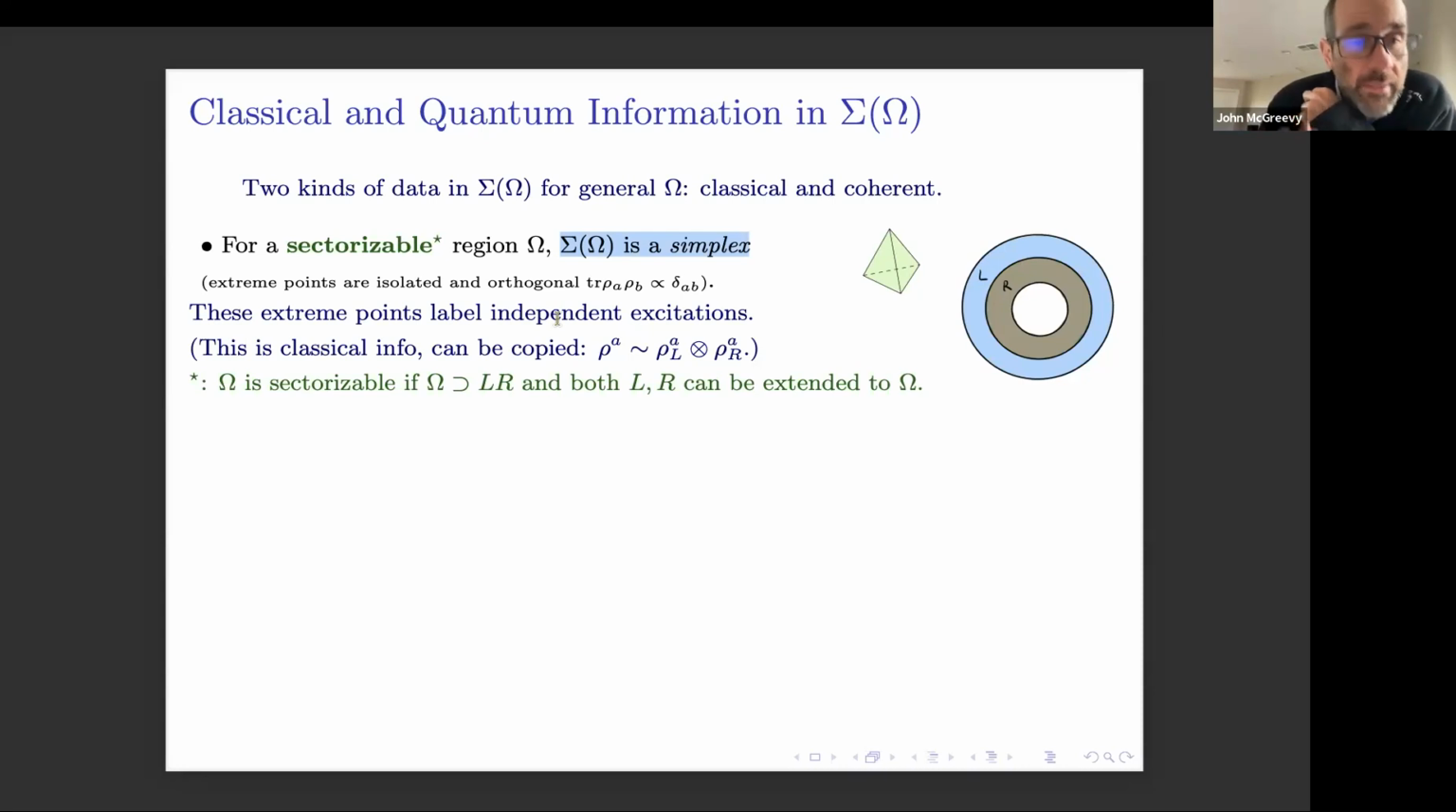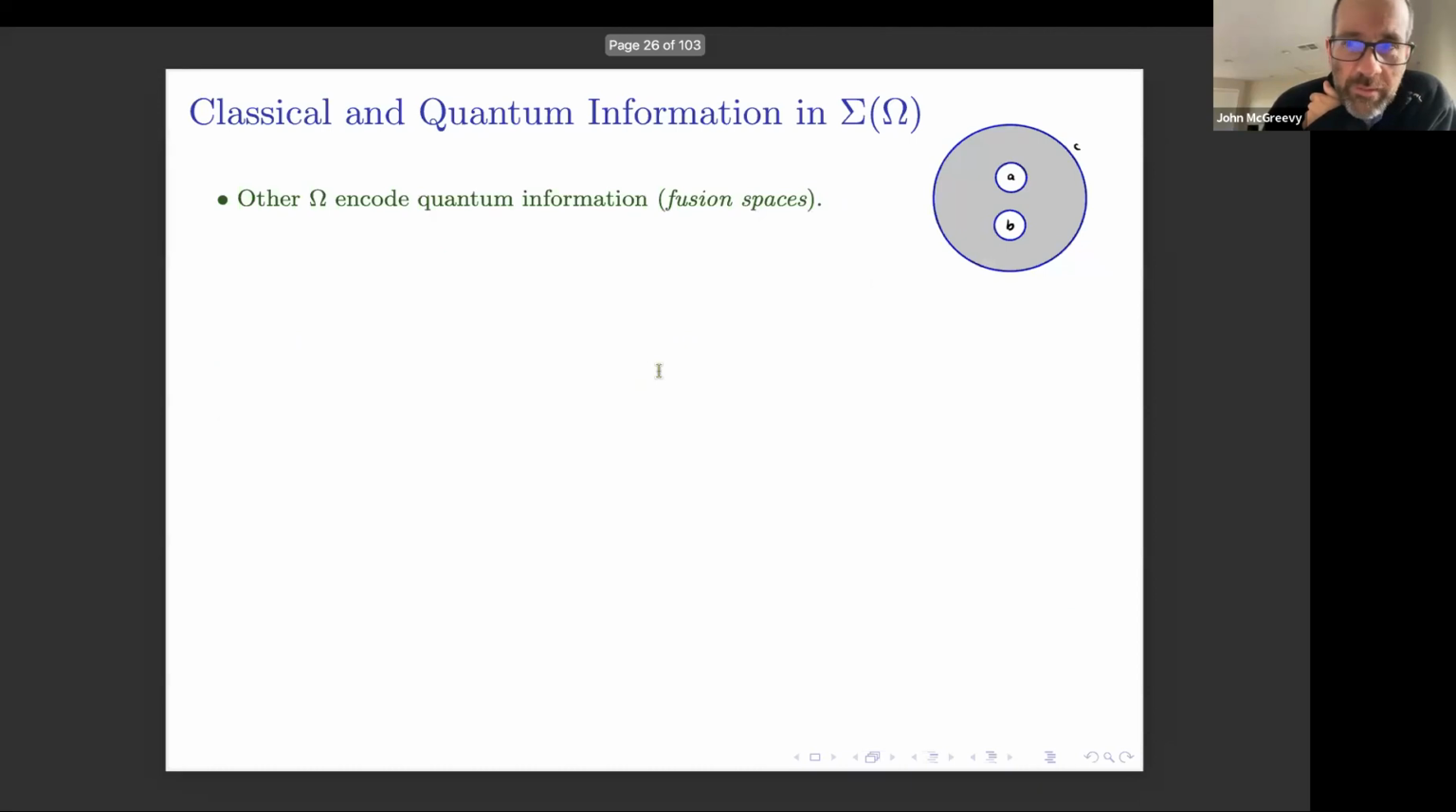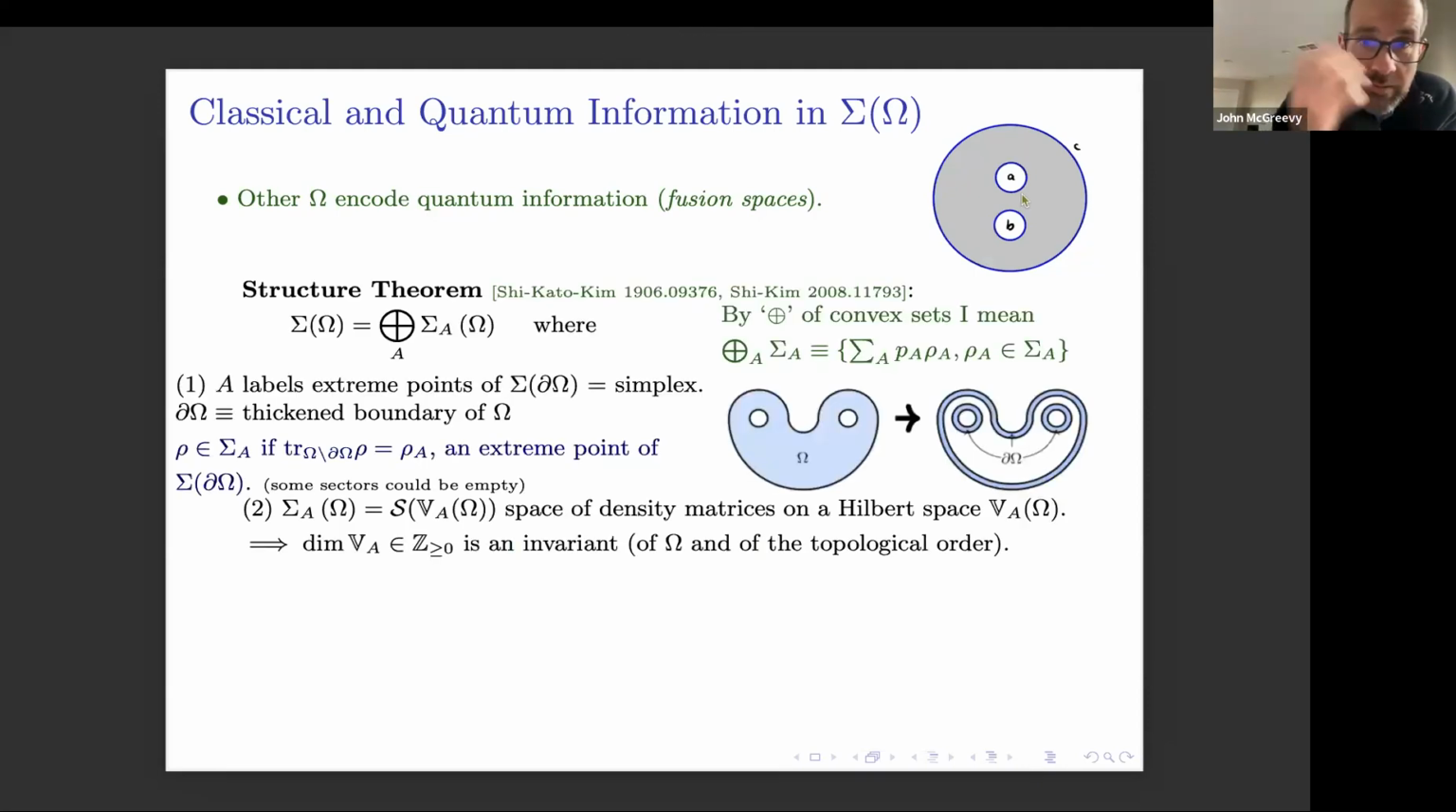And this is classical information from the very definition, because the data about the state of the whole region is encoded both in L and in R. So in that sense, it's information that can be copied. So it's purely classical information. Okay, I'm not going to give the proof of this theorem, but the alternative is, if a region is not sectorizable, then its information convex set can encode quantum information. An example of a non-sectorizable region is the 2-hole disk. The 2-hole disk you can't divide into 2 parts, each of which is again a 2-hole disk. And in that case, there's quantum information.